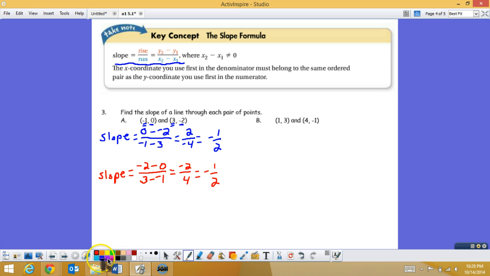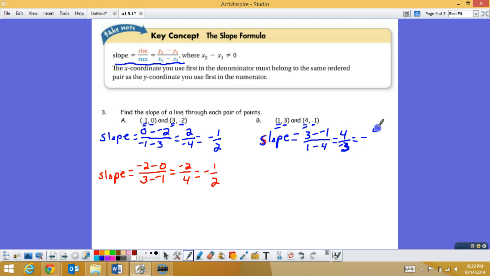So in the second one, in B, the slope: our 2 y coordinates are the 3 and the -1, so that's what we're going to subtract on top. So I have 3 minus -1 on top, and then in the denominator we're going to subtract the 2 x coordinates. Since I started with 3 on top, I have to start with its partner, or the 1 in the bottom, and then -4. So in this case, 3 minus -1 becomes 3 plus +1, or 4. 1 minus 4 in the denominator is -3.